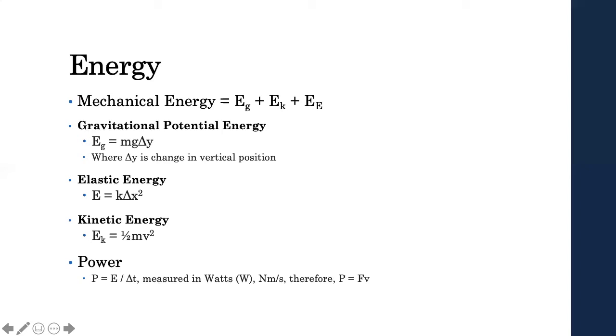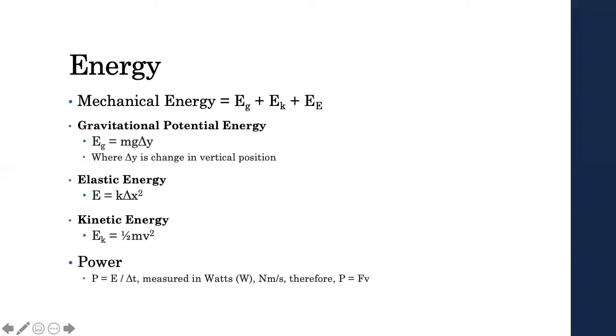Energy comes in a few flavors. You've got mechanical energy, composed of, for our purposes, gravitational potential energy, which is mass times gravity times the change in vertical position, elevation. Elastic energy, which we touched on briefly with elastic forces, is equal to k, the spring coefficient, times the movement of the spring squared. And kinetic energy, for moving things, is equal to 1/2 mass times speed squared.